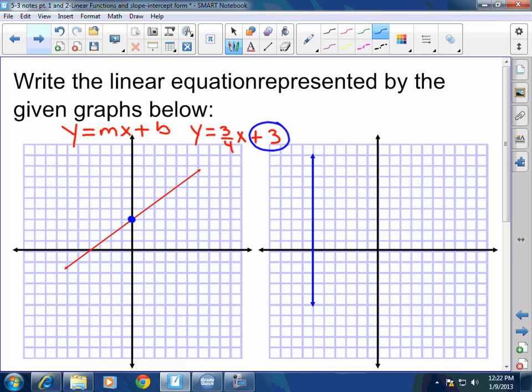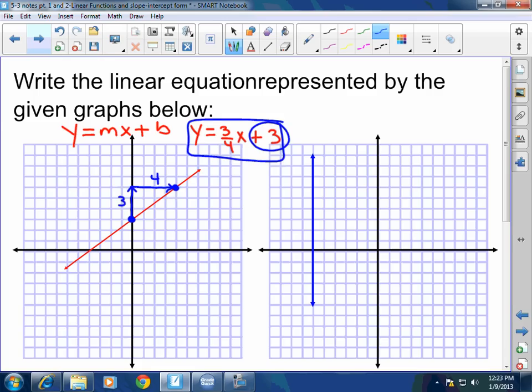Now, from here, what's the other perfect point? I see a perfect point right here. So I went up 1, 2, 3 over 1, 2, 3, 4. Isn't that my slope? Y equals 3/4 x plus 3. Does that make sense? And you know that it had to be positive because I'm going up from left to right.